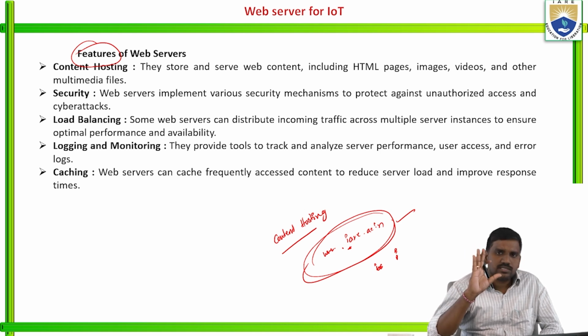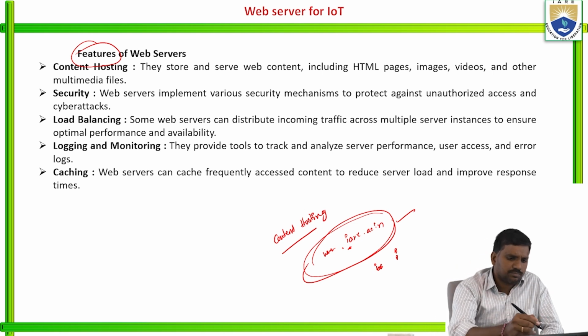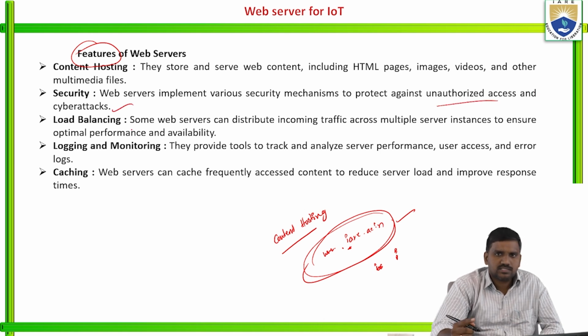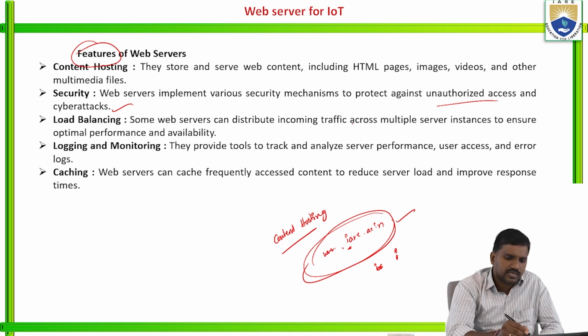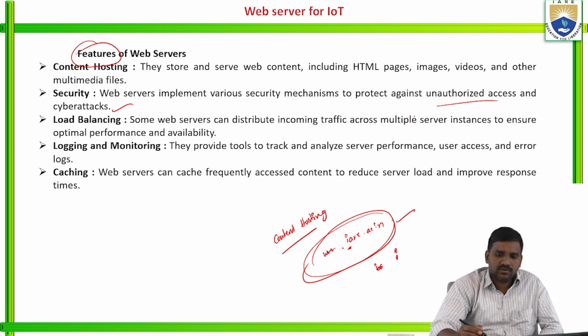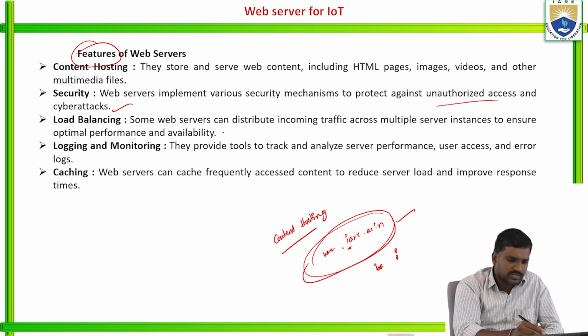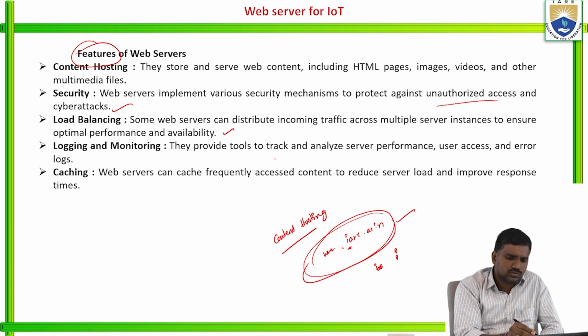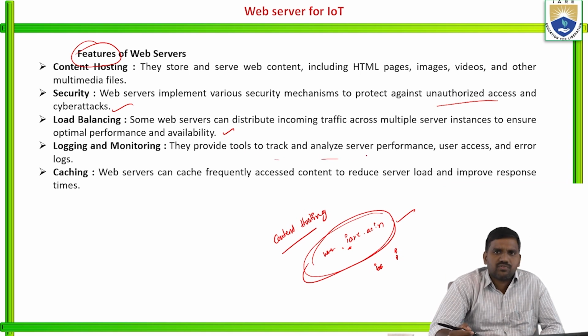Next one, security. It can provide some security protocols to us. Web servers implement various security mechanisms to protect against unauthorized access and cyber attacks. That is security. Next, load balancing. Some web servers can distribute incoming traffic across multiple servers to ensure optimal performance and availability. Next, logging and monitoring. They provide tools to track and analyze server performance, user access, and error logs.